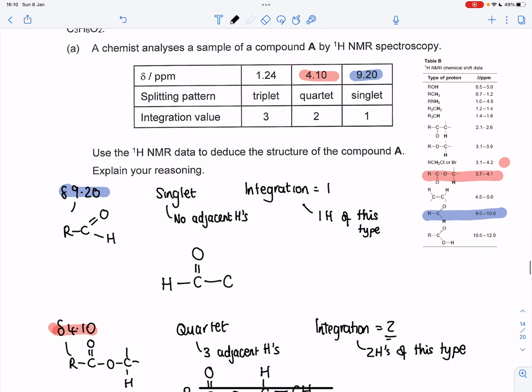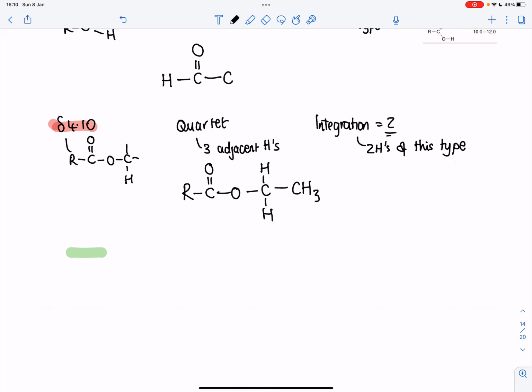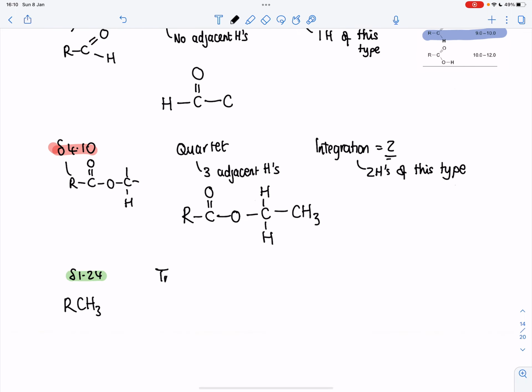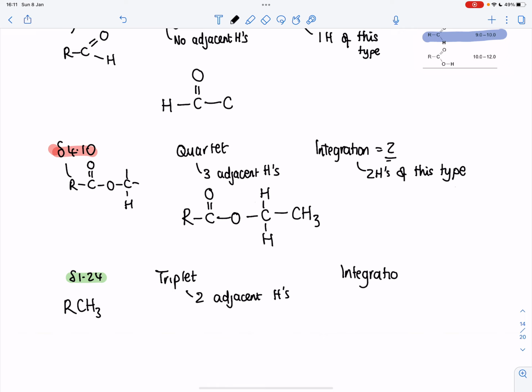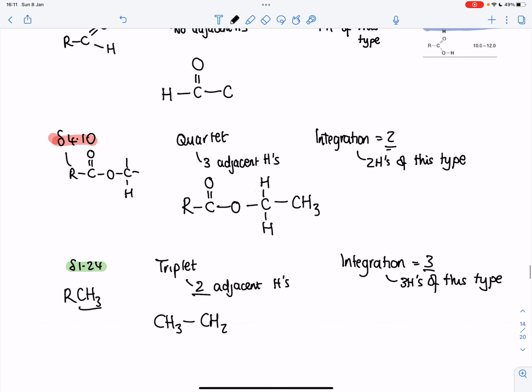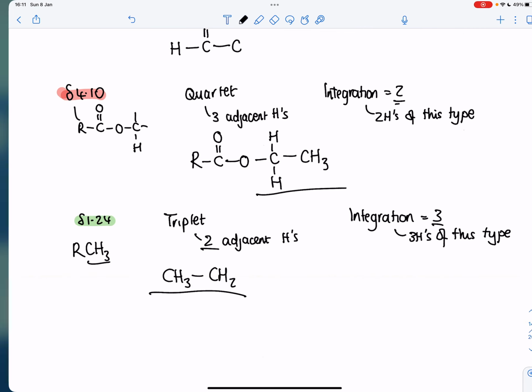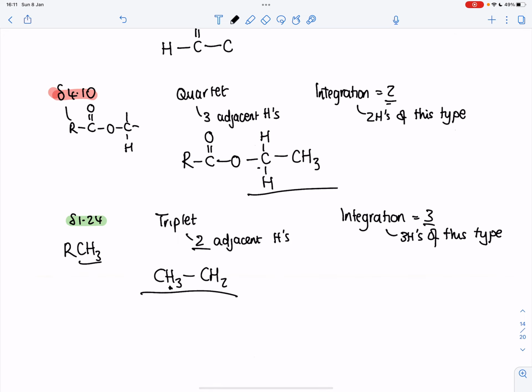Okay, and then our final peak, we've got 1.24, which is probably putting us in one of these ones. Remember I said group all those together. So delta 1.24 is just like CH3R type. It's a triplet, so 2 adjacent. And its integration value is 3, so the area under the curve equals 3. So 3 H's of this type. What does that tell me? Well, it's a CH3 and it's next to a CH2. It is actually the same bit of the structure as this. It's just that we're looking at the CH3 bit next to the CH2, and here we were looking at the CH2 bit next to the CH3.